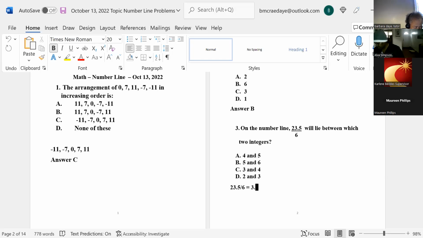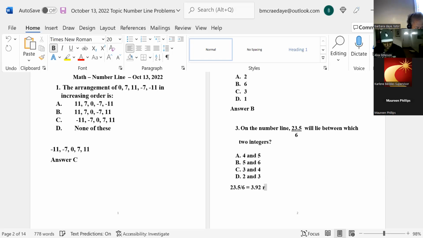And you round it off to 92, Maureen? The digit after the 1 is a 5 or greater, right? So you round off to 3.92. So if you round up the 91, it becomes 92.